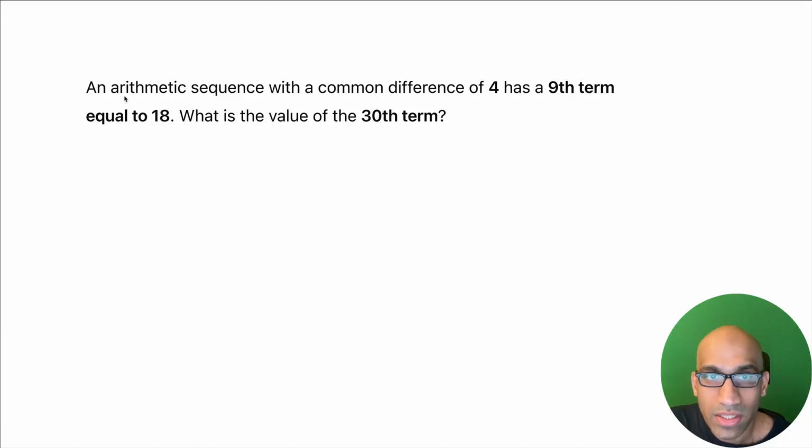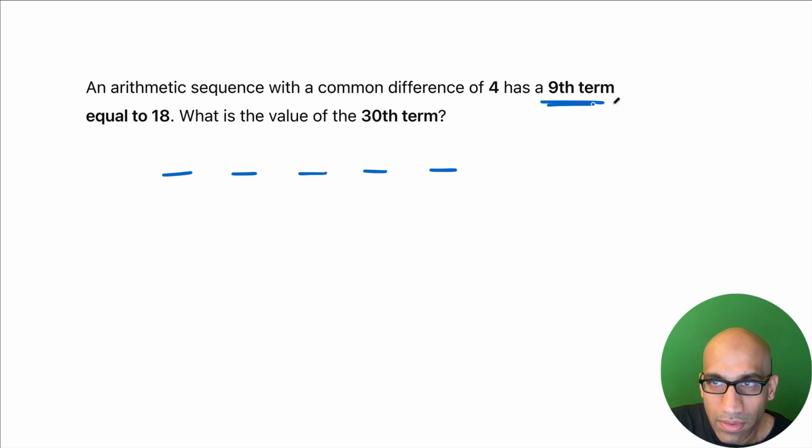So let's start with these arithmetic sequences. Now, the way you want to think about arithmetic sequences is you've got a list of numbers here, right? And this ninth term here is 18. So you have all of these numbers. Let me just rewrite this for you. You've got the first term, second term, third term, fourth, fifth, sixth, seventh, eighth, and then you've got the ninth term, and that is equal to 18.